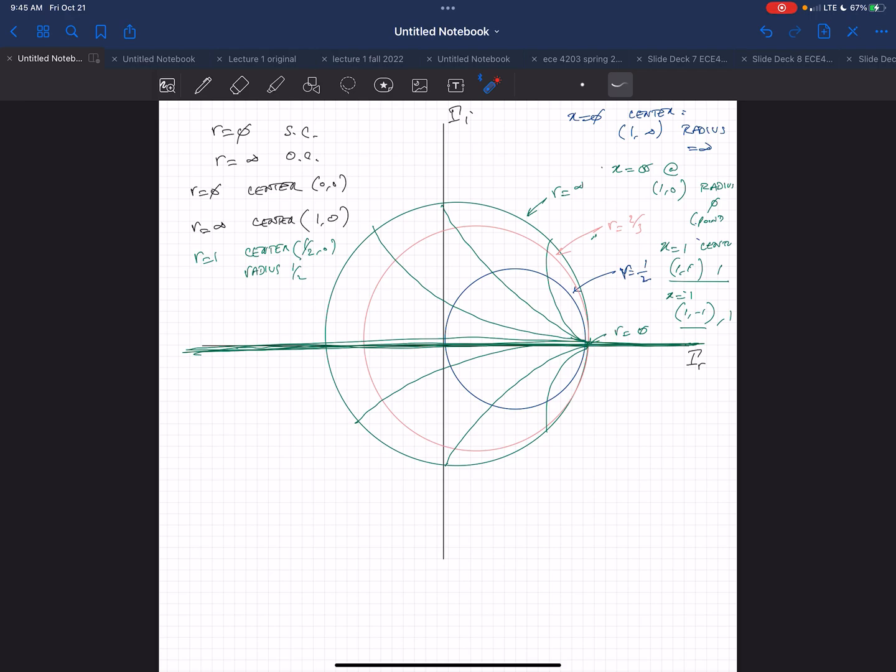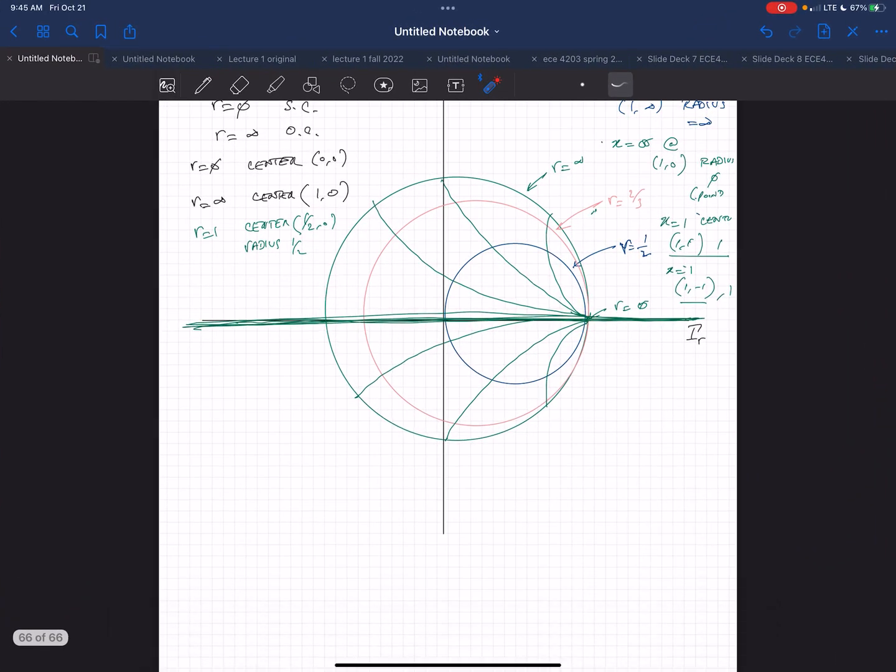What else do I want to say? All right. So let's look at a couple of the applications of this transmission line.